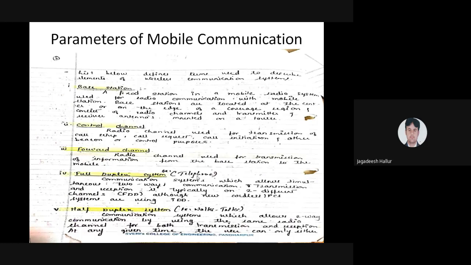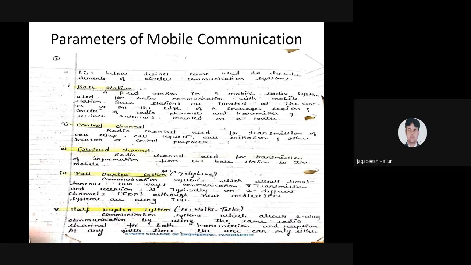Next, full duplex. Full duplex is nothing but your telephone, which allows simultaneous communication. You can talk and you can also hear that person's voice. It allows simultaneous two-way communication. The technique used is frequency division duplexing, that is FDD, and sometimes time division duplexing.